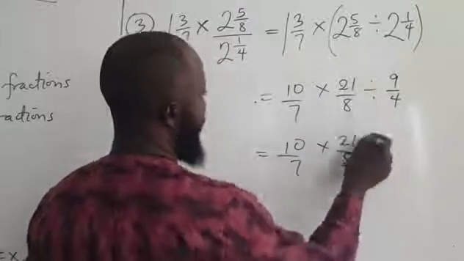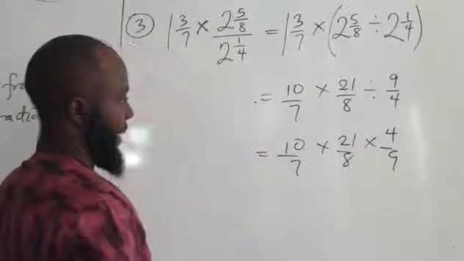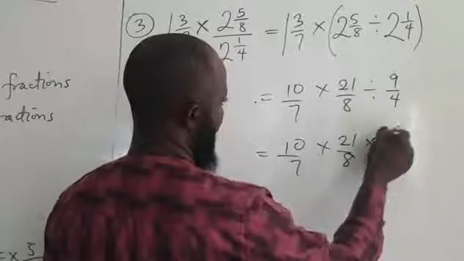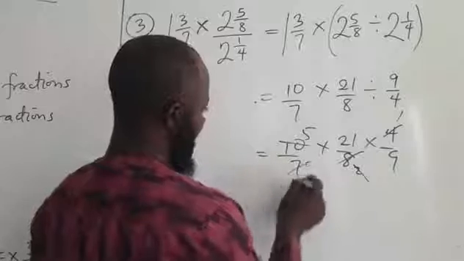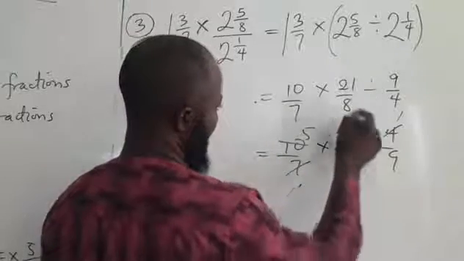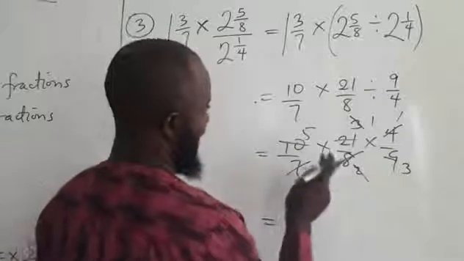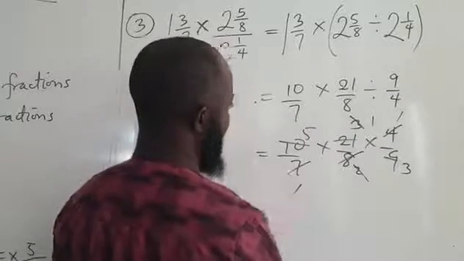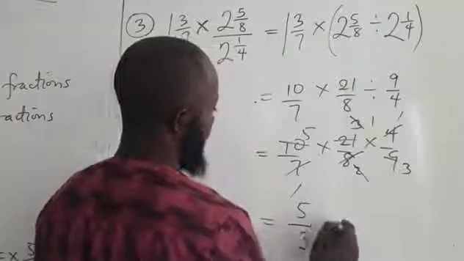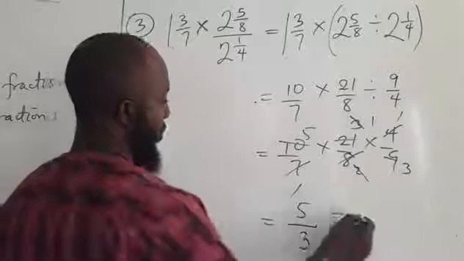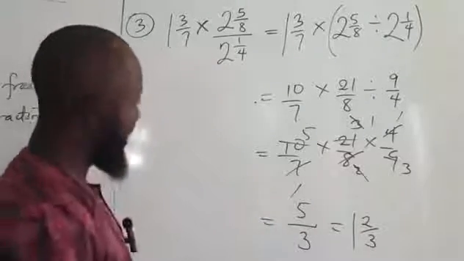So we can then change this one to times straight 4 over 9. Then we can cut now. 4 here 1, 4 here 2. 2 here 1, 2 here 5. 7 here 1, 7 here 3. 3 here 1, 3 here 3. So what do we have left? 5 at the top, and 3 at the bottom. So our answer will then be 1 whole number 2 over 3. I believe this is clear.